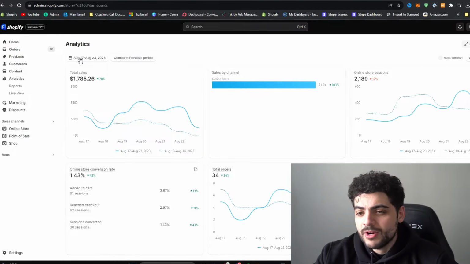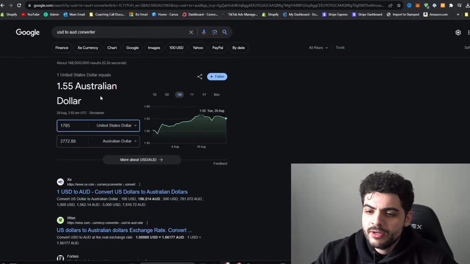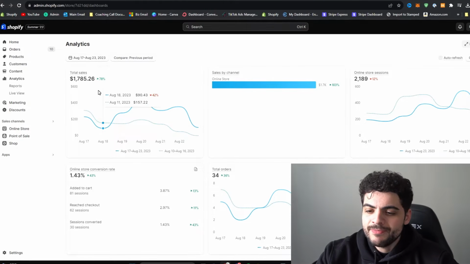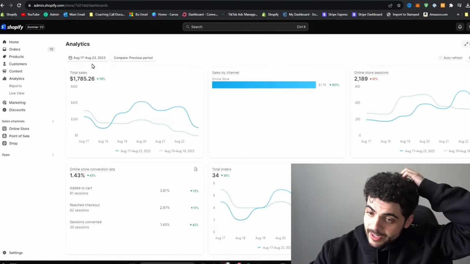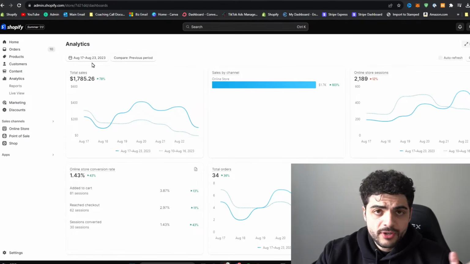What we're looking at right here is August 17th to August 23rd, okay? And like I said, this is all in USD, so it ended up being around about 2,700 AUD in sales if you convert it, which is really, really good. Obviously, it's not profit, but we'll dive into why I decided to run this product and why I decided to ultimately stop it.